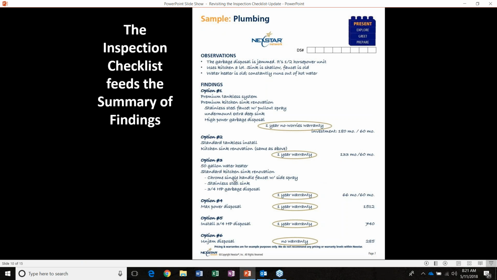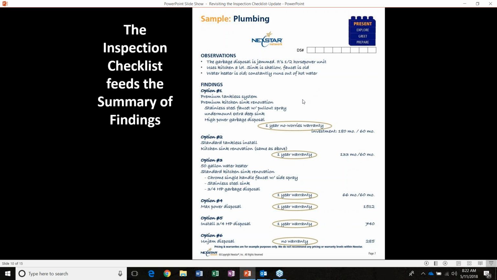Next, I've got the summary of findings. And again, the checklist tools are designed to help you find the observations. So as we notice, uncover, or the customer shares with us things that need to be addressed, those all live up in the observation category.